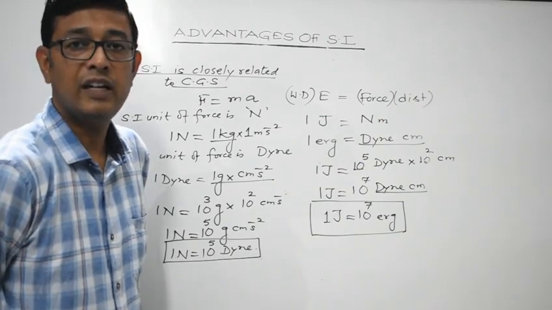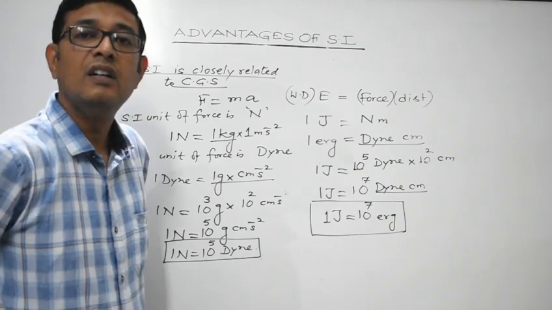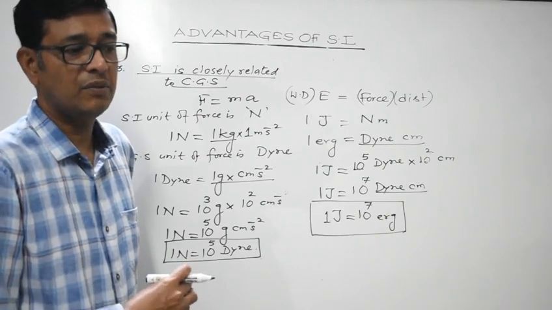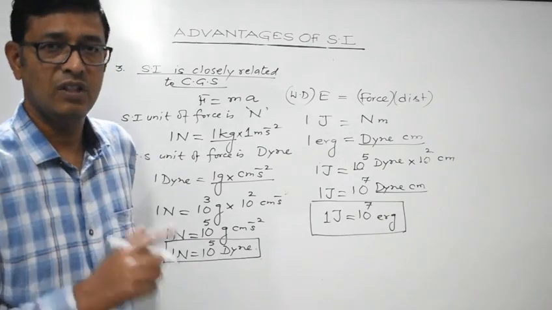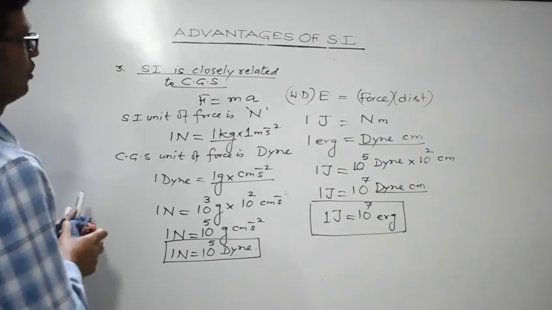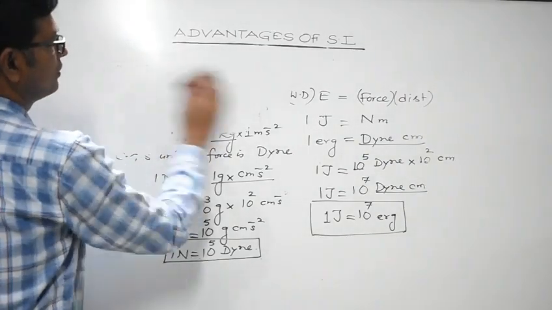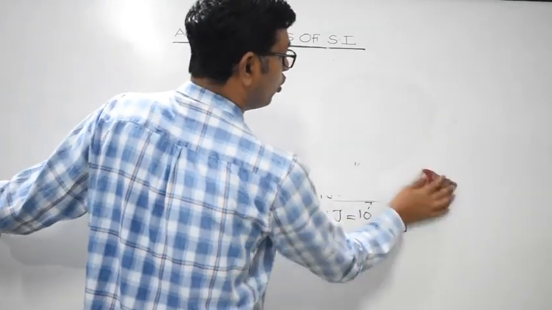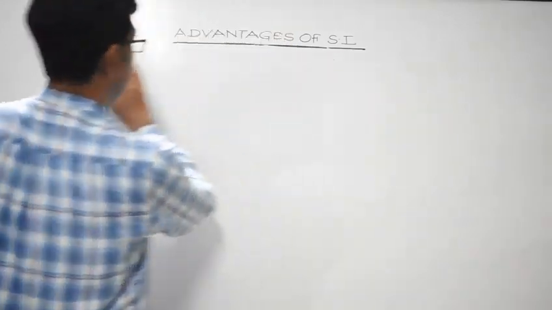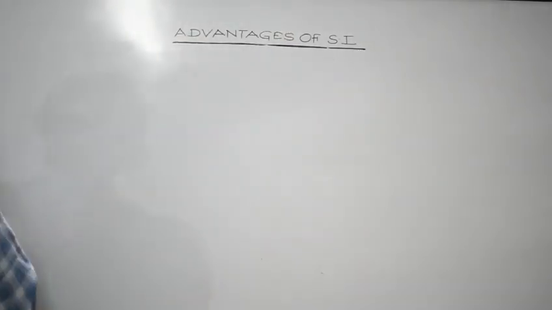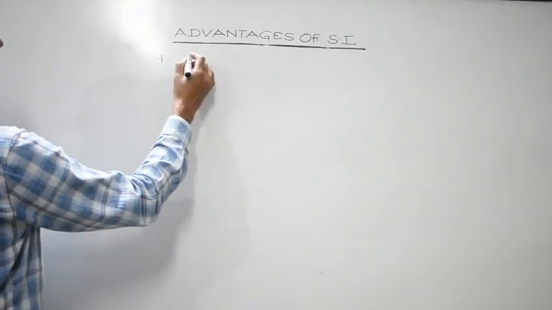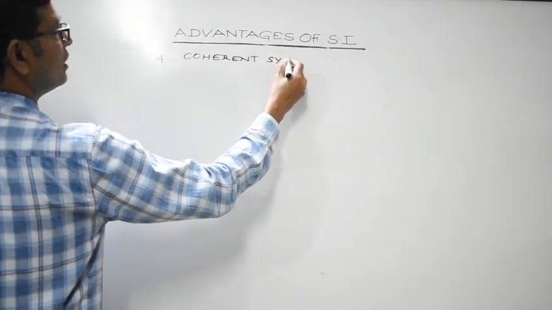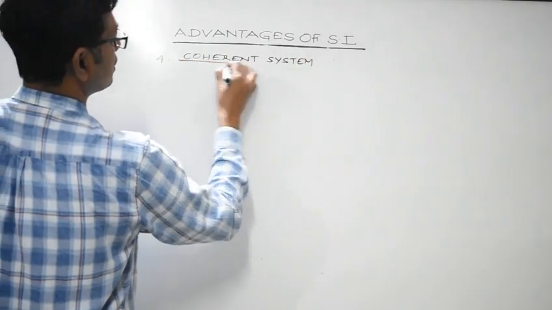So 3 advantages we have discussed. SI is a rational system of unit, SI is a metric system, and SI system is closely related to CGS system. There is another important property, fourth, which is: SI is a coherent system of unit. It is again a very, very important concept. So fourth advantage is it is a coherent system of unit.